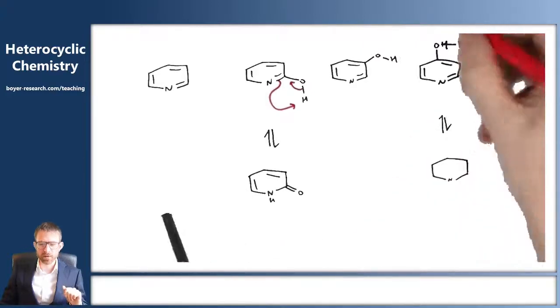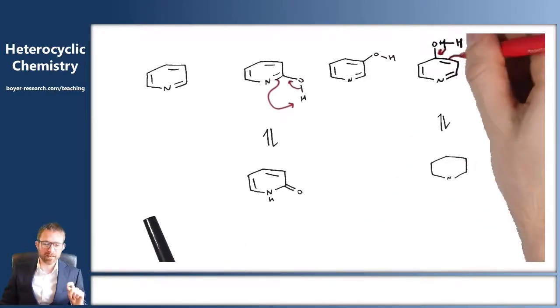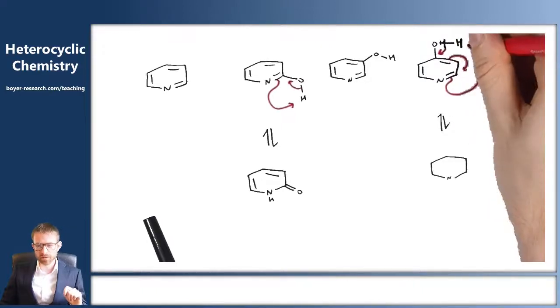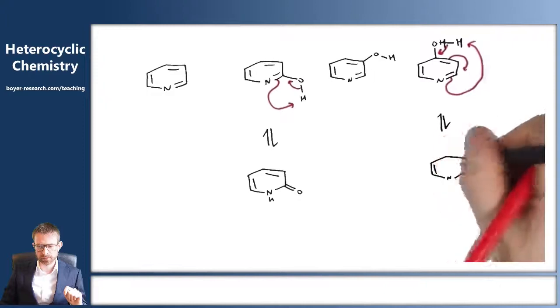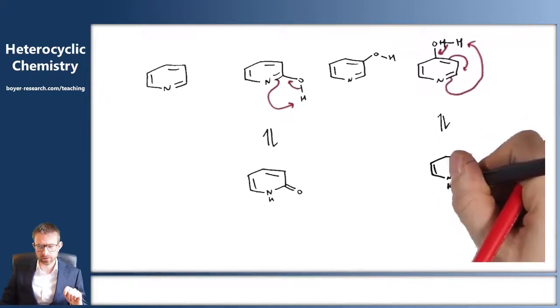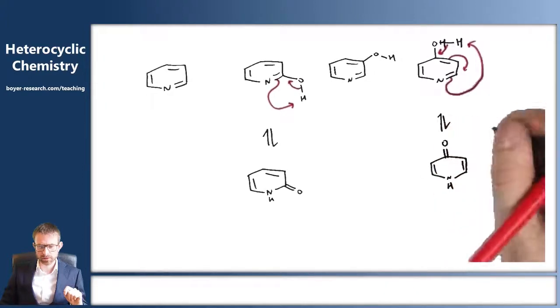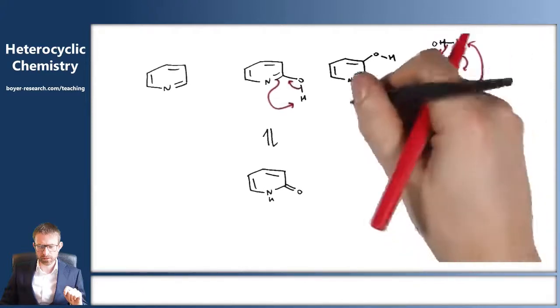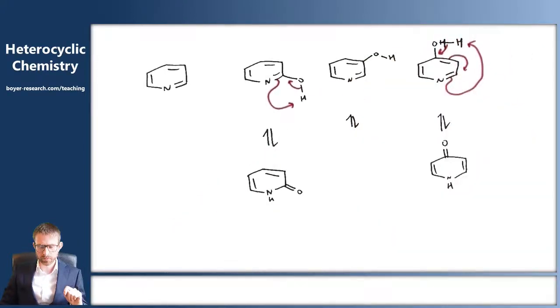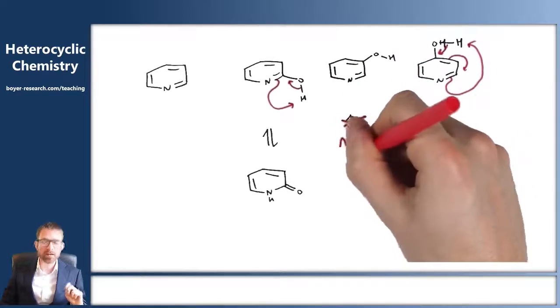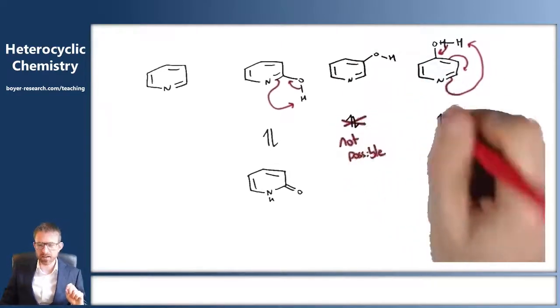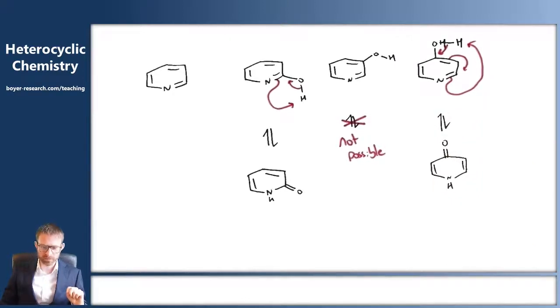We can see we can push the arrows around the ring in such a way that this is possible with the 2 and 4 substituted hydroxypyridines. These molecules with the carbonyl are called pyridones. But when we go to our 3 substituted compound, this is not possible.